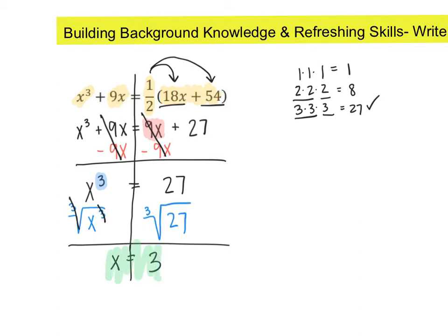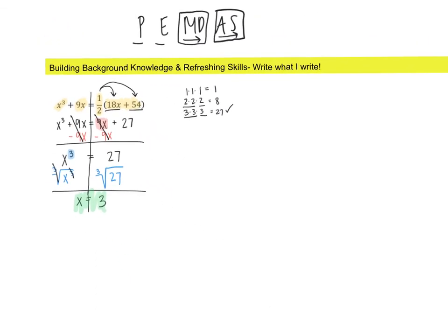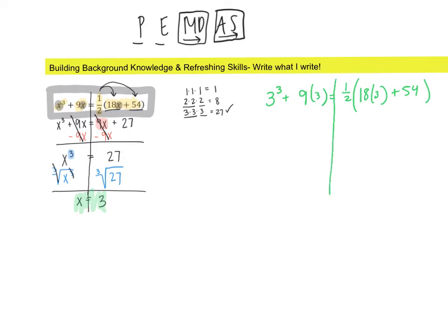Okay? The last part of our work today is checking. So we are going to check our work. I'm going to take my original equation and I'm going to change every single x to what I just got for x. I'm going to change it to a 3. So we now have 3 cubed plus 9 times 3 equals 1/2 times 18 times 3 plus 54. And I want to see, does this balance out? If it does, I know that my answer was right.